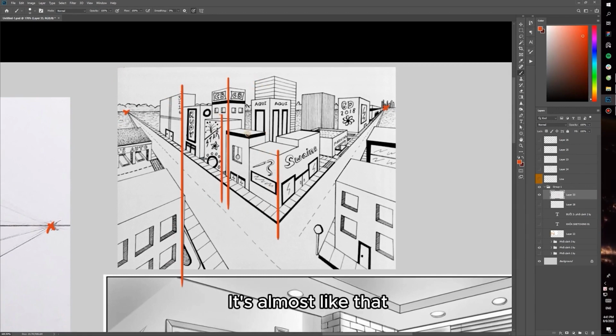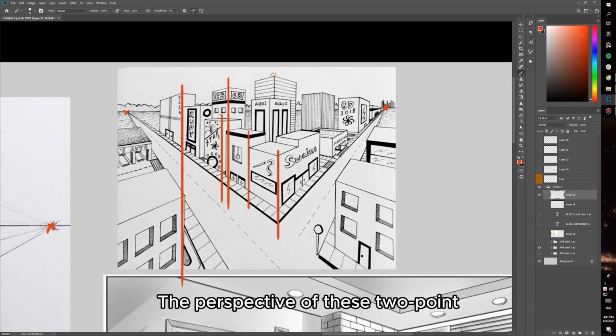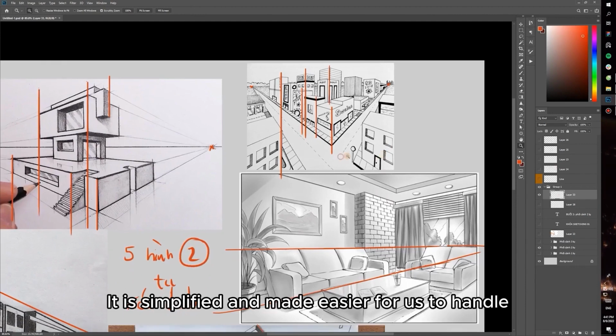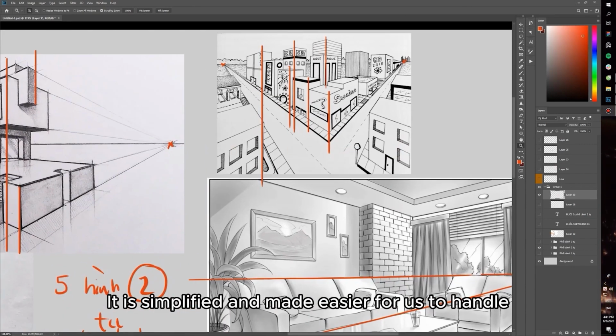It's almost like that. The perspective of these 2-point has been reduced to the 3-point. This is the part we are about to move on. It is simplified and made easier for us to handle.